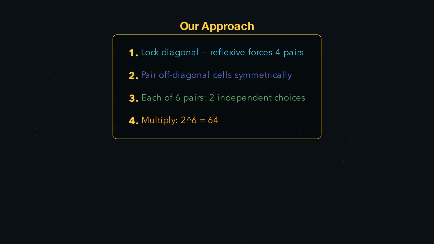Every element must relate to itself, locking in the diagonal entries. Then we apply the symmetric condition, which forces off-diagonal entries to come in matching pairs. The key move is recognizing that each of those 6 symmetric pairs is an independent binary choice, include or exclude. Finally, we multiply those independent choices to get the total count.